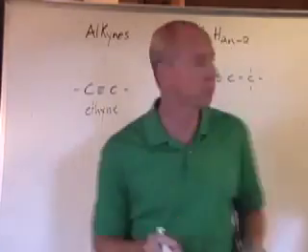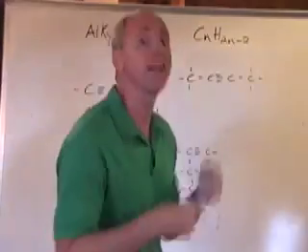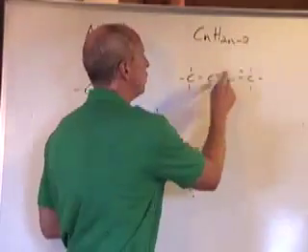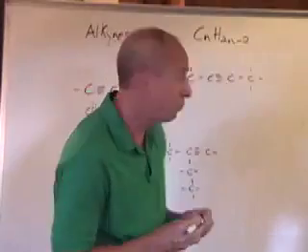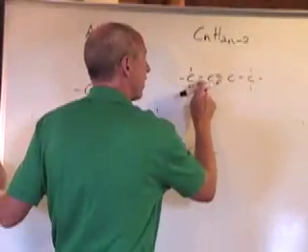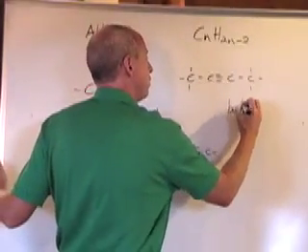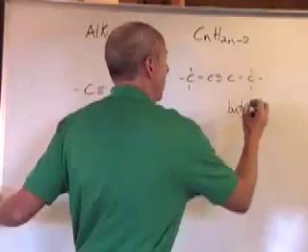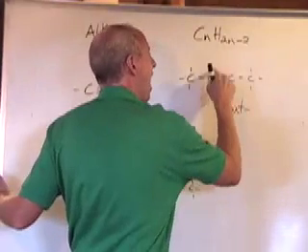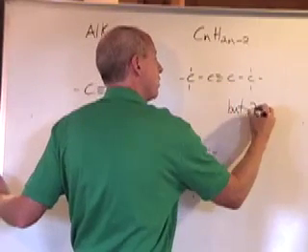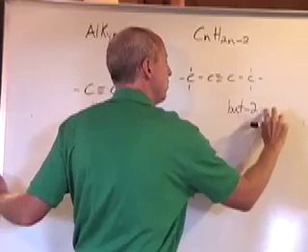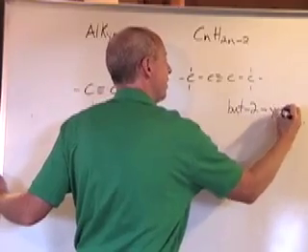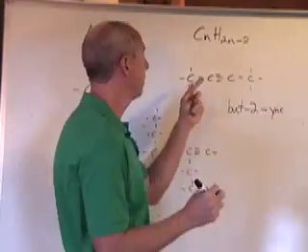Right? So the next one would be 1, 2, 3, 4. That's going to be a but, but I put the triple bond after the second carbon, not after the first. So it's but-2-yne, with the yne after the second carbon. And that's what that is.